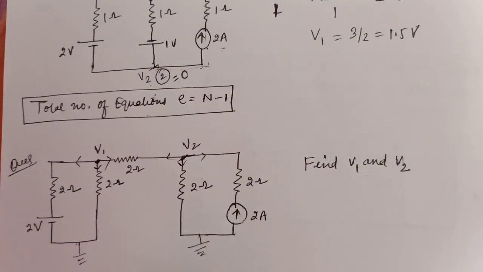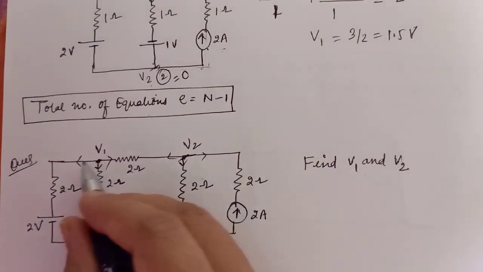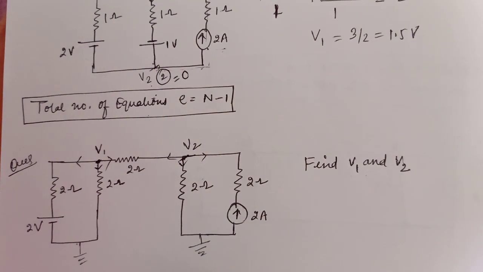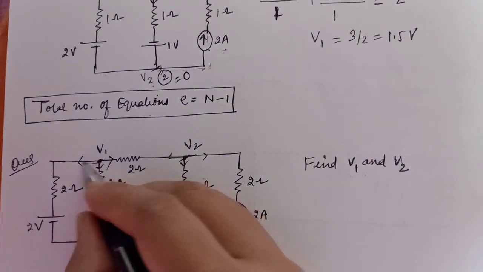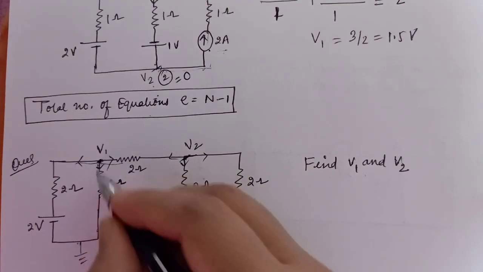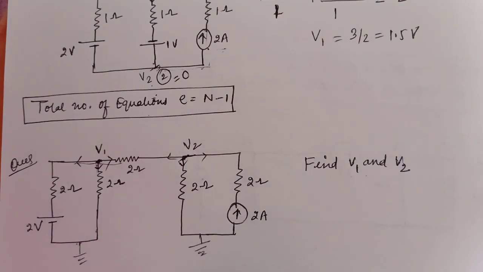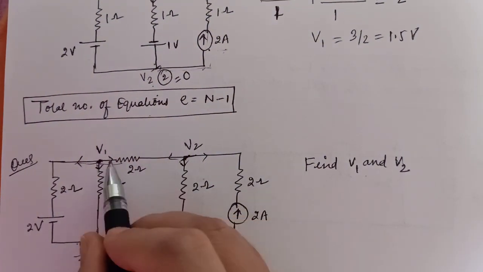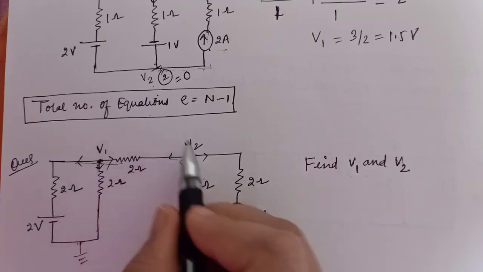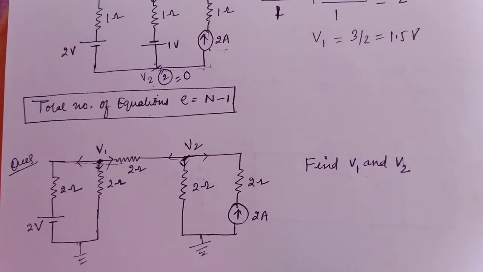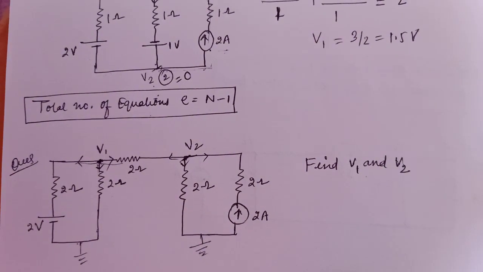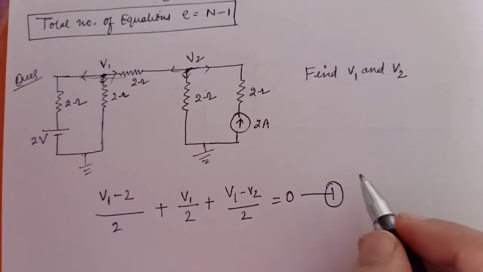So V1, this first node, V1 minus 2 divided by 2, total voltage divided by total resistance will be your current, plus this current plus this current plus this current. So V1 minus 0 divided by 2. So V1 divided by 2 plus V1 minus V2, because I am assuming this as high potential, that's why total drop divided by total resistance will be your current. So V1 minus V2 divided by 2 equal to 0. So this becomes your first equation.